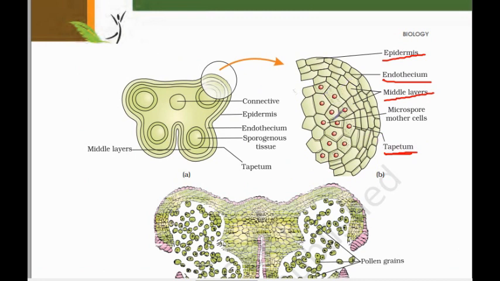Next, the fertile part of this microsporangium is known as the microspore mother cell or sporogenous tissue. First, sporogenous tissue is developed, and this sporogenous tissue is compactly arranged. This sporogenous tissue further divides to form the microspore mother cell. The microspore mother cell forms from sporogenous tissue by mitotic division. This is the sporogenous tissue, and it divides mitotically to form the microspore mother cell.